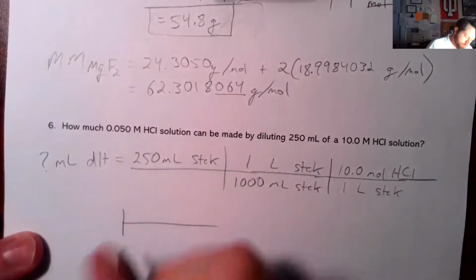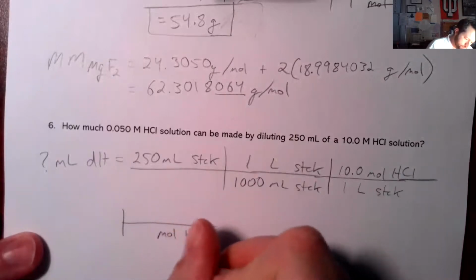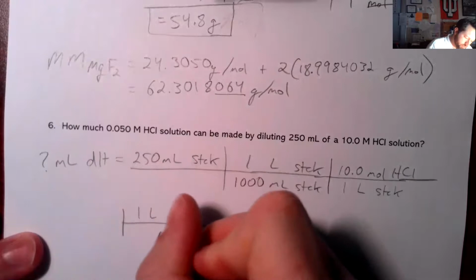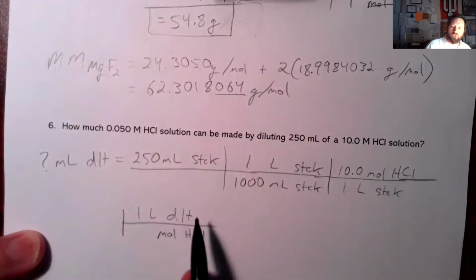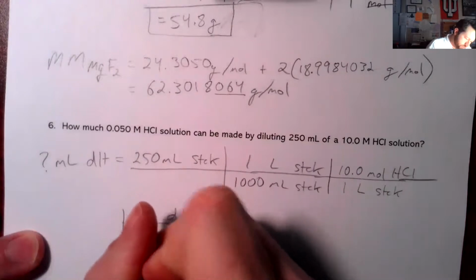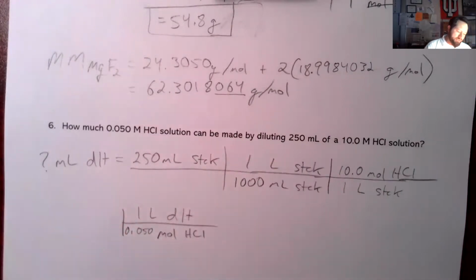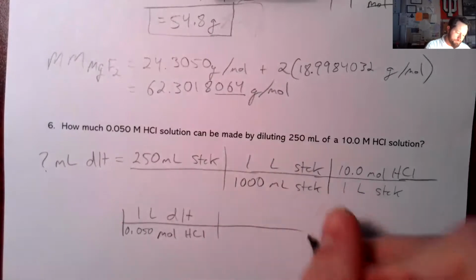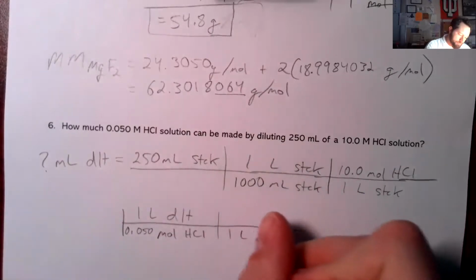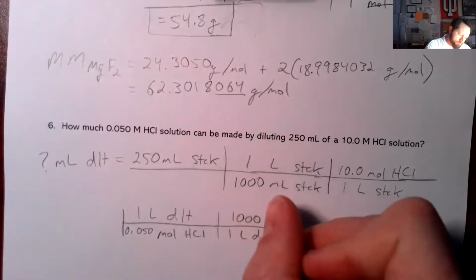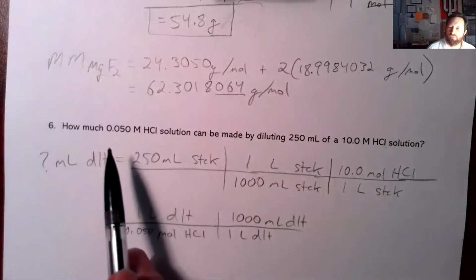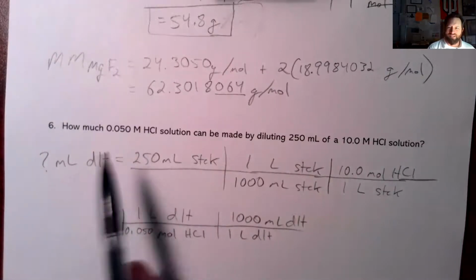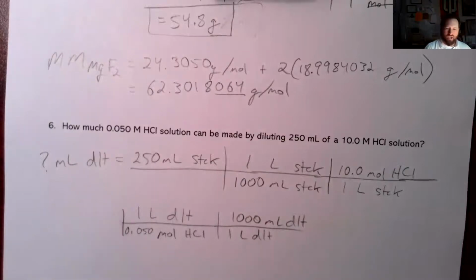Now we can go from moles to liters of dilution. That's what that moles allows us to do. We're now converting from moles of stock to moles of dilution. And the value there is 0.050 moles per liter. Final step. I guess there's nothing that says we had to have our answer in milliliters. We could have left it in liters, but I usually, just out of habit, go to milliliters.